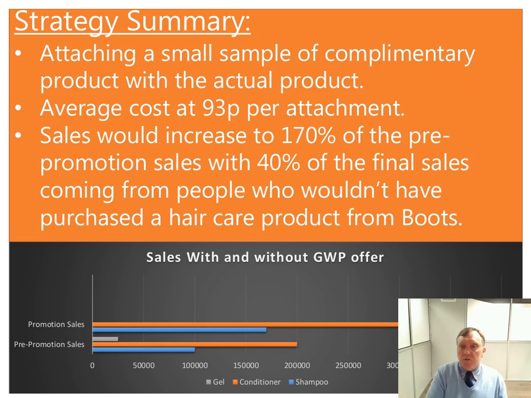So sales would increase to 170% of the pre-promotional sales, with 40% of the final sales coming from people who wouldn't have purchased a hair care product from Boots. So 40% of them are the new customers. So again, we can see how those have all worked out proportionally. And again, conditioner zooming ahead there because pre-promotional sales were high anyway.